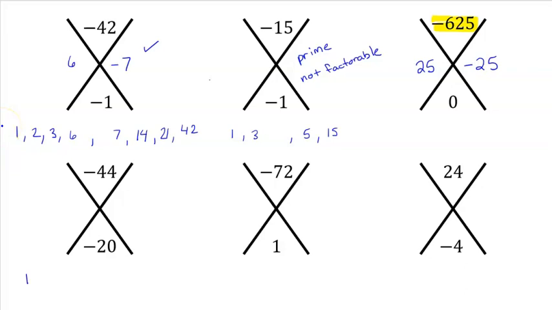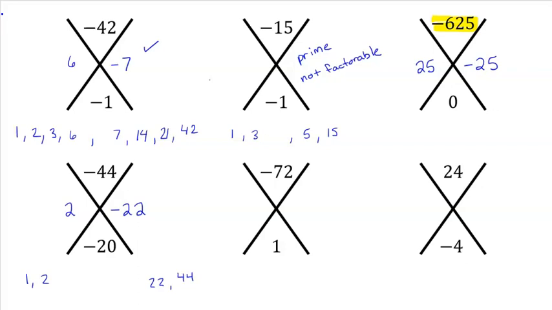We've got 1 and 44, 2 and 22. And I know 2 and 22 can give me a 20. And so I've got 2 and 22. And then to reach a -20, that means I have a +2 minus 22 to give me that -20.